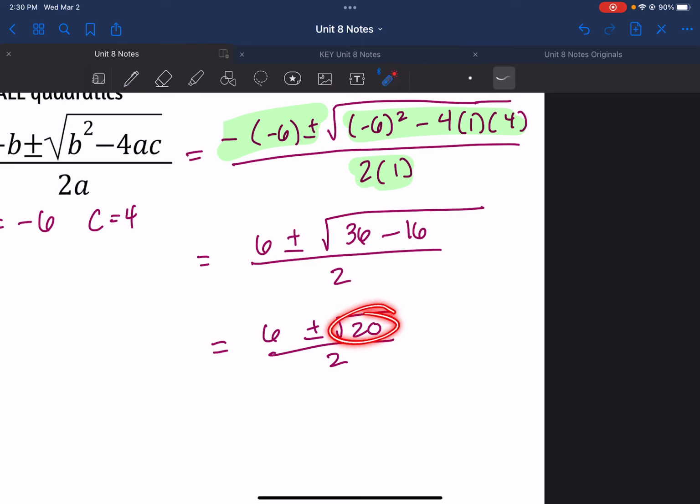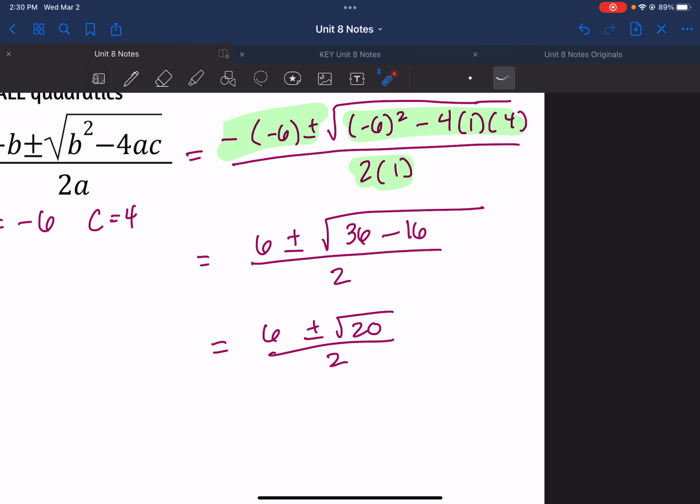Remember when we did simplifying radicals, and I did the prime factorization tree, and I had to figure out if there were 2 of the same numbers? Those can be pulled out, and whatever doesn't have a pair stays inside.